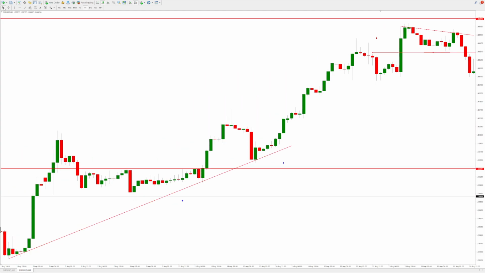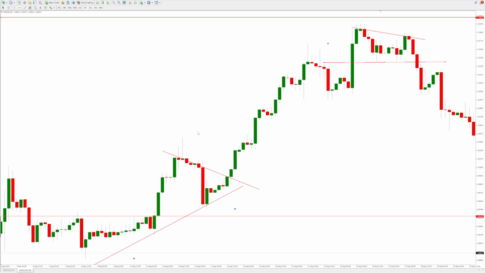Another entry opportunity would have been on this pullback here. So we have the pullback again, bounce from the trend line. You can see this line is valid from here and here. So we have the bounce off the trend line. You could have possibly considered a trade there, or just wait for the breakout of this level here, forming an almost wedge pattern there.